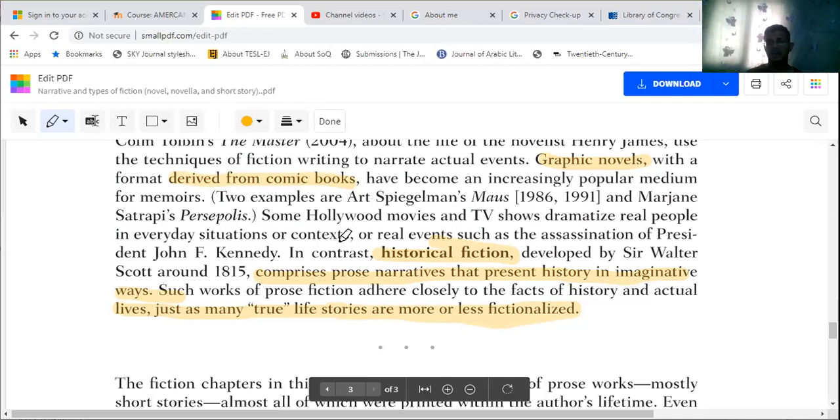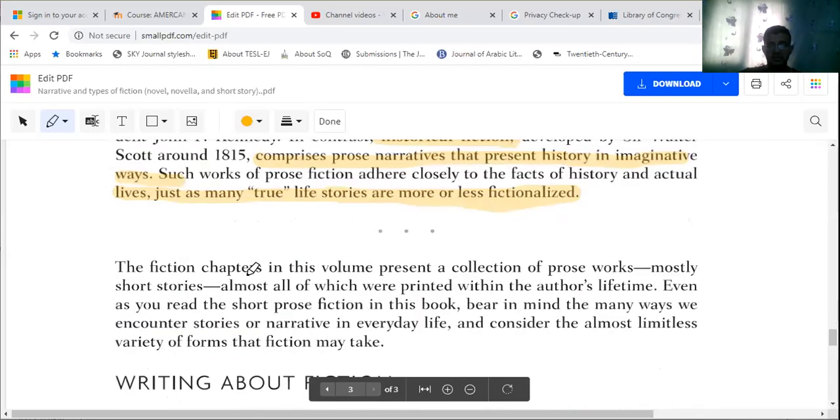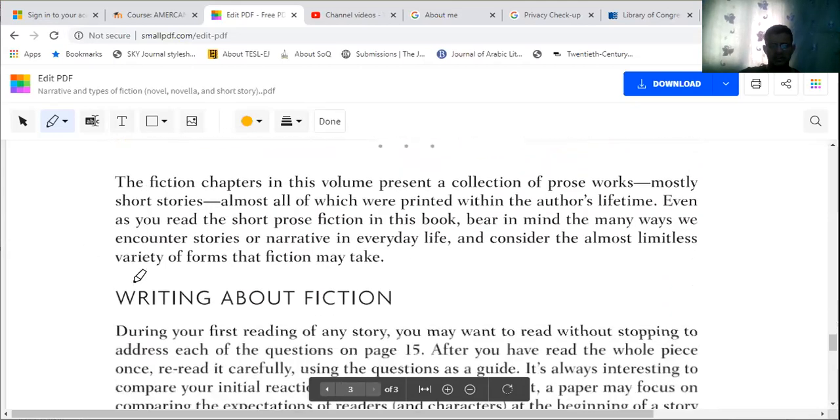So simply, generally speaking, we have a difference between fiction and nonfiction. Fiction is non-factual, imaginative, creative. Nonfiction is factual, real, and it talks about real events. But sometimes this distinction can collapse, and we have a work that can be both fiction and nonfiction at the same time. Okay, so the fiction chapters in this volume present a collection of prose works. So this is like the end of the presentation.